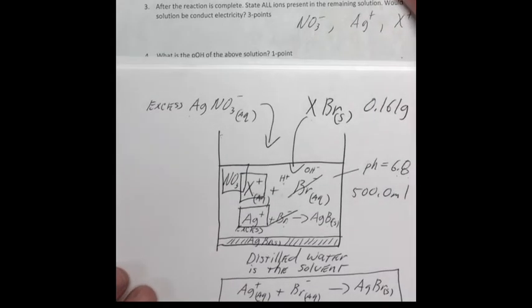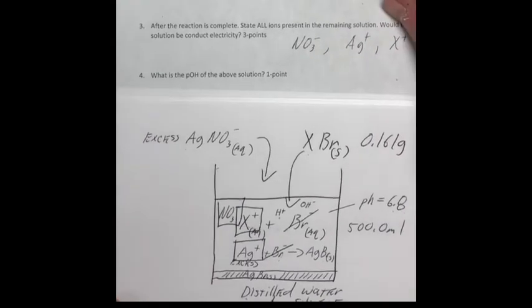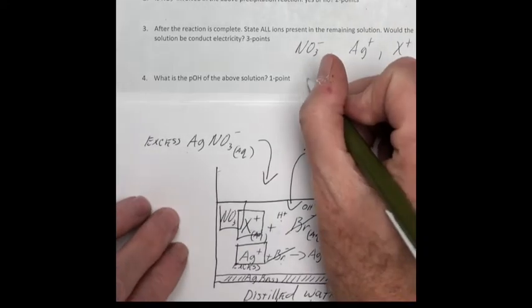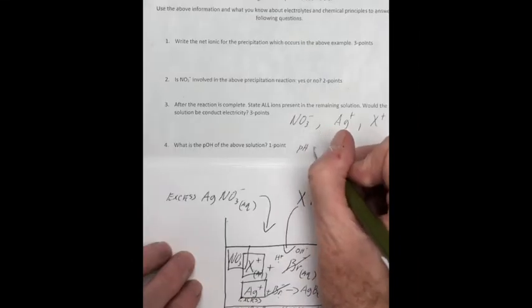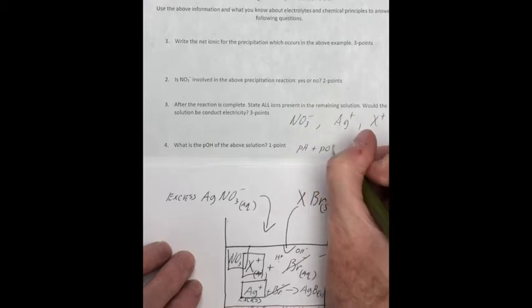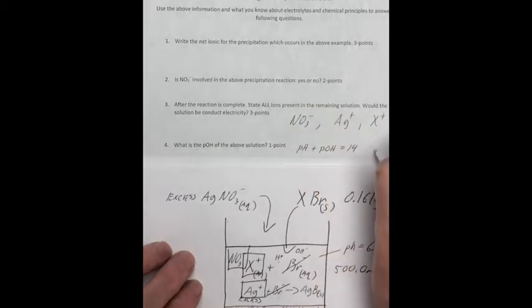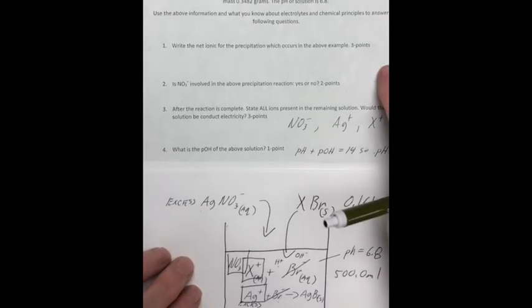Let's see what else we have. What's the pOH of the solution? So we know that pH plus pOH equals 14. So pH equals 6.8 and pOH equals 7.2.